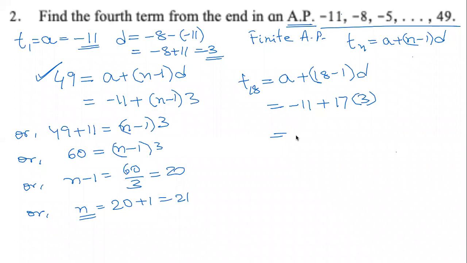This will be solved as minus 11 plus 17 into 3, which is 51. So this is minus 11 plus 51. That is 51 minus 11, which is 40. 40 is the correct answer.